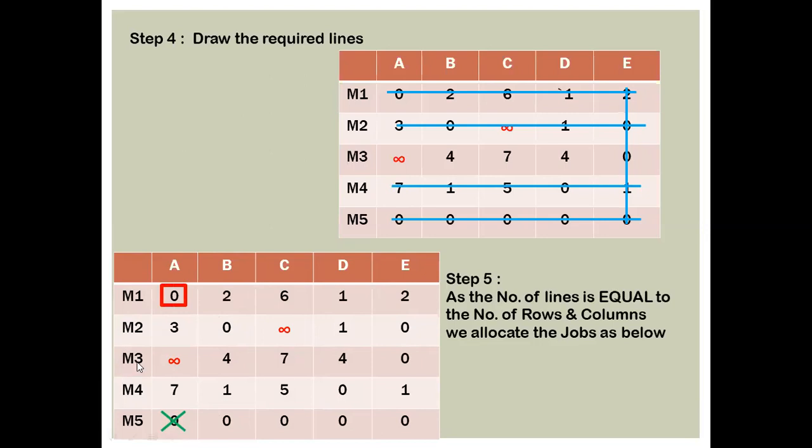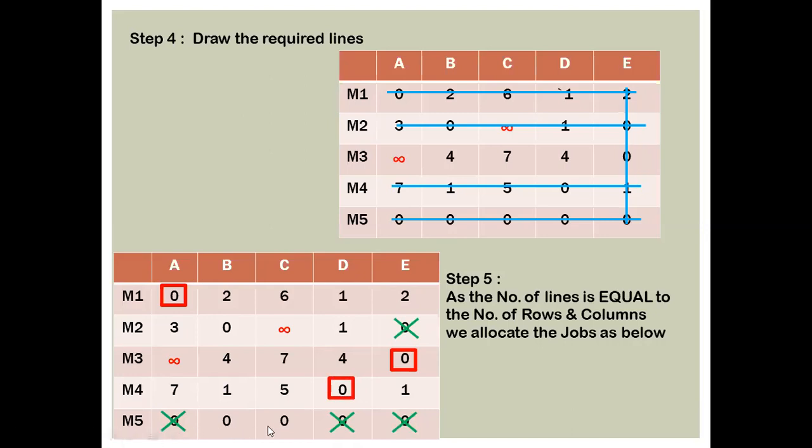Moving forward to row number 3. How many zeros can you see? Again 1. So I will put that 0 in a box. All the zeros in that particular column will be cancelled like this. I hope the logic is getting clear. In M4, again you see a single 0. So I will assign the job to that particular row. And in that particular column, whatever 0 you see, you have to cancel.